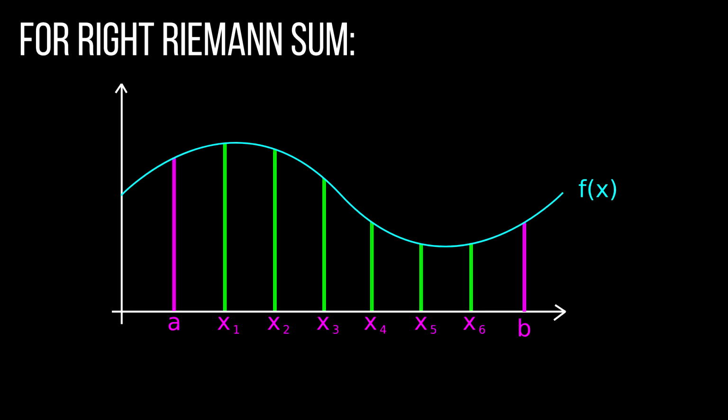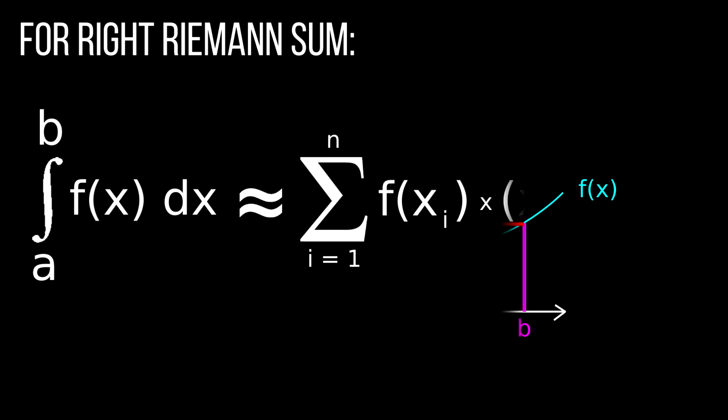I mentioned earlier that you can choose either left or right. If you chose right and not left, instead of using the left side for the height of the rectangle, you would use the right side of the interval instead. Most of the calculations will stay the same, except the formula for the Riemann sum will become this.